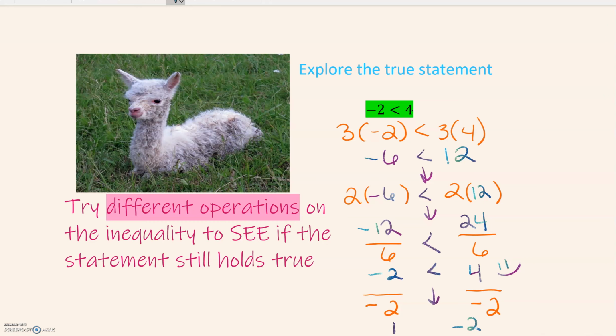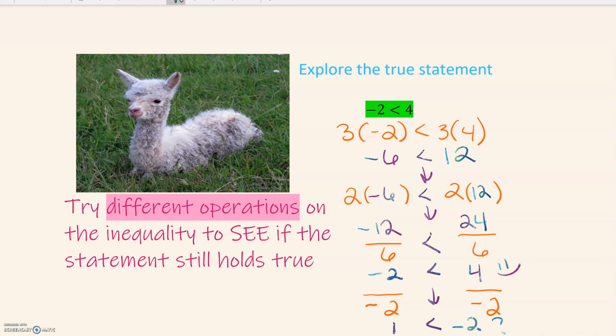4 divided by -2 is a -2. I'm going to bring down that symbol. Is this a true statement? Is 1 less than -2? Or you could say it backwards. Is -2 greater than 1? This is not a true statement. So how would you fix this?